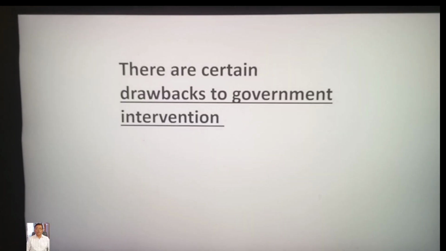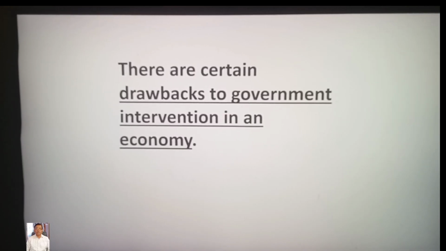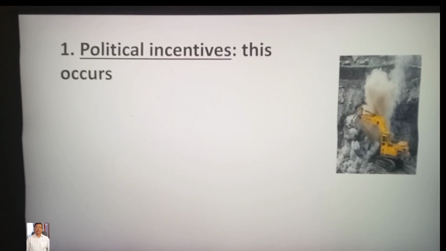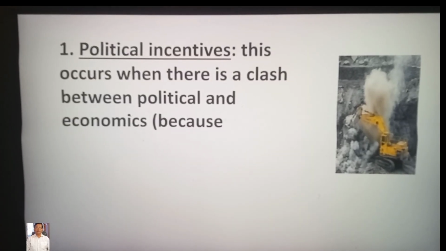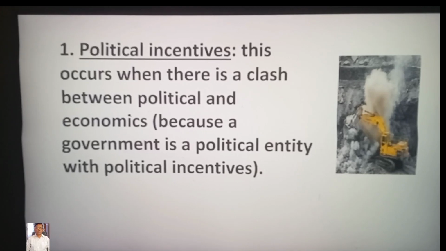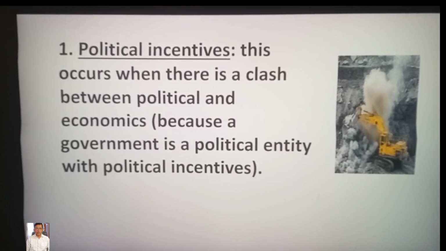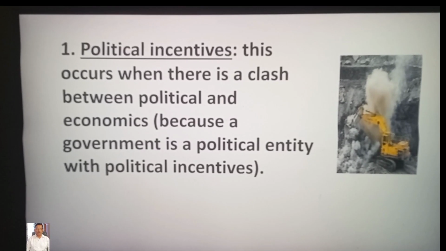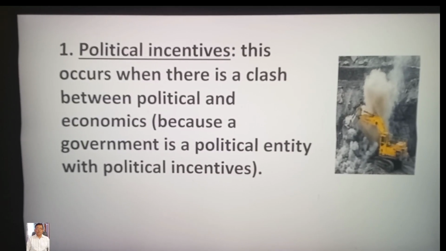There are certain drawbacks to government interventions in an economy. First, political incentives. This occurs when there is a clash between politics and economics, because a government is a political entity with political incentives. For example, even though mining companies cause a lot of environmental damage, the government can encourage and promote these activities to garner political and financial support from them.